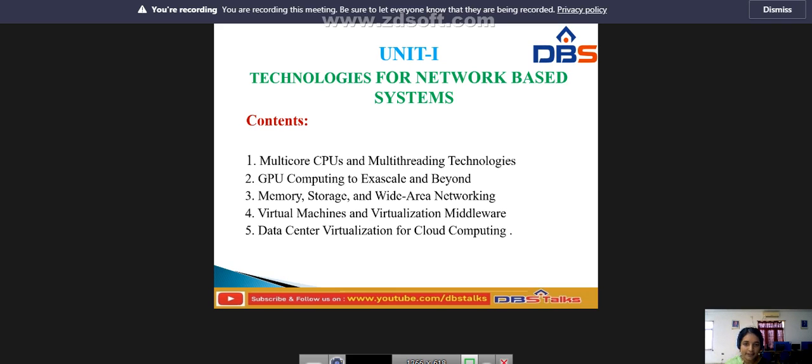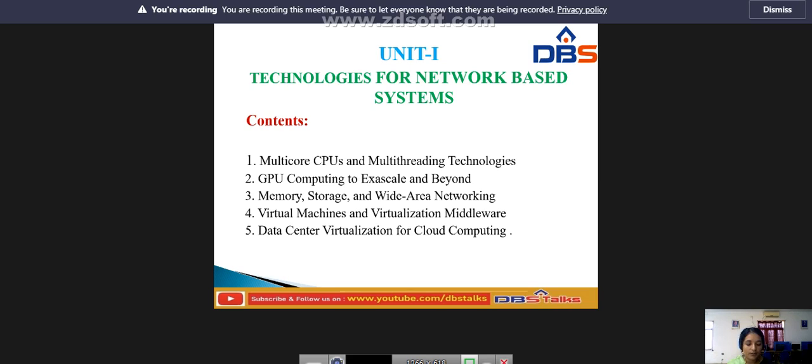Before explaining multi-core CPUs and multi-threading technologies, first we have to study some basics about technologies for network based systems. With the concept of scalable computing, it is time to learn about the hardware, software and network technologies for distributed computing systems design and applications. In the previous class we discussed the concept of scalable computing over the internet.